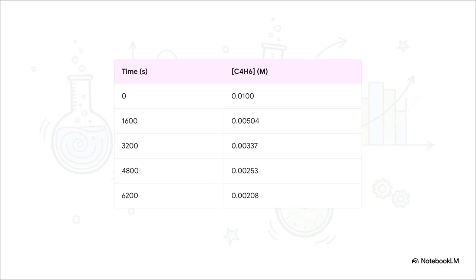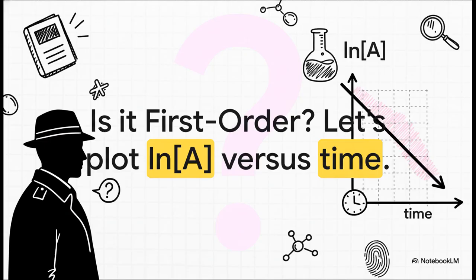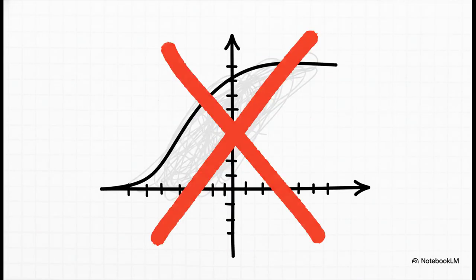Okay, let's work a real case. This is actual data for a reaction of a molecule called butadiene. We've got our clues right here, a series of concentration measurements taken over time. Time to start the investigation. All right, let's start with our first suspect. Could this be a first-order reaction? Now, the detective's handbook says that for a first-order reaction, if you plot the natural log of the concentration versus time, you should get a straight line. So, let's see what the evidence tells us. And there's our result. Whoa, that is definitely a curve. Since this plot is not a straight line, we can say with 100% certainty that this reaction is not first order. Suspect number one is officially in the clear.